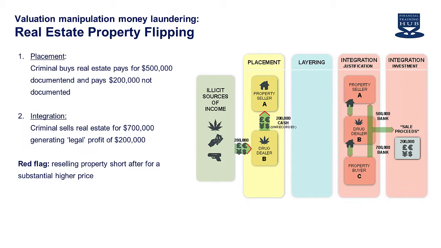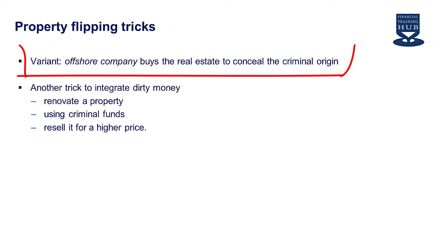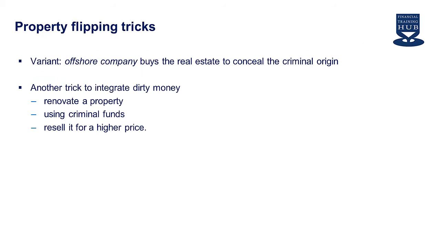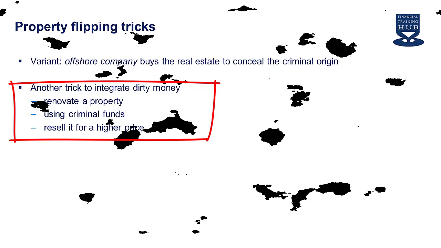Please notice that it is suspicious if real estate is sold after a short period at a higher price. A variant is that an offshore company buys the real estate to conceal the criminal origin of the dirty money. Another trick is to renovate a property using criminal funds and resell it for a higher price. The value increase as a result of the renovation means that the criminal obtained funds are also integrated.